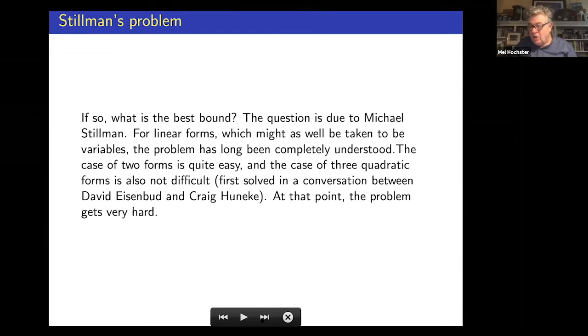After that, it gets hard. Okay, so if you're talking about 4 quadratic forms or 3 cubics, it's already very hard to figure out the answer. It doesn't take long for it to get hard.